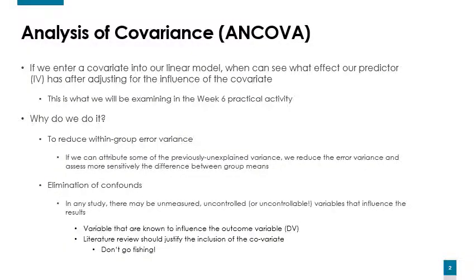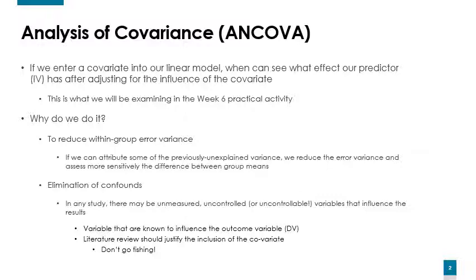And the first one we're going to talk about is analysis of covariance. Now, what we can do with our linear model is enter a covariate and see what effect our predictor has after we adjust for the influence of the covariate. And in the week 6 practical activity, this is what we're going to do practically. We're going to conduct an analysis to see the difference between a simple ANOVA and an analysis of covariance using the exact same data set.